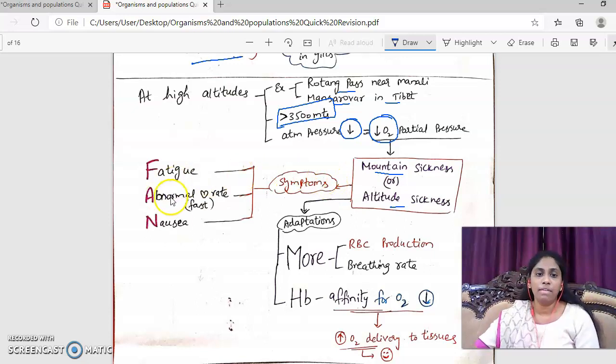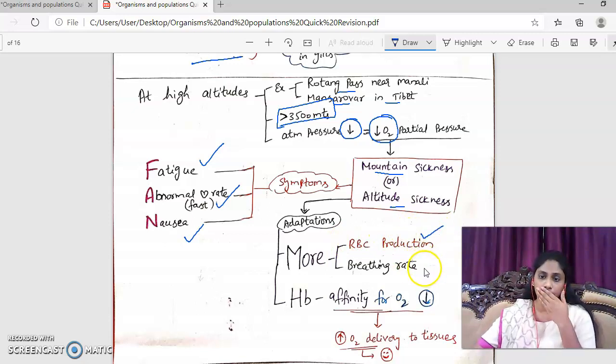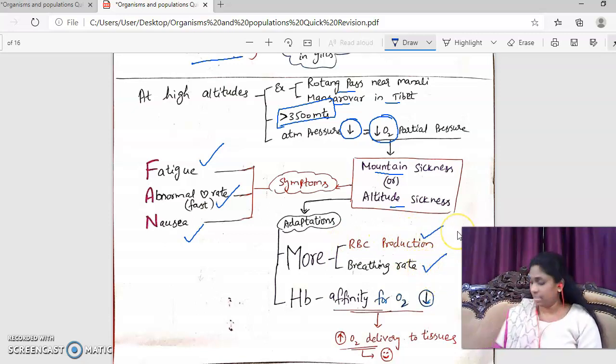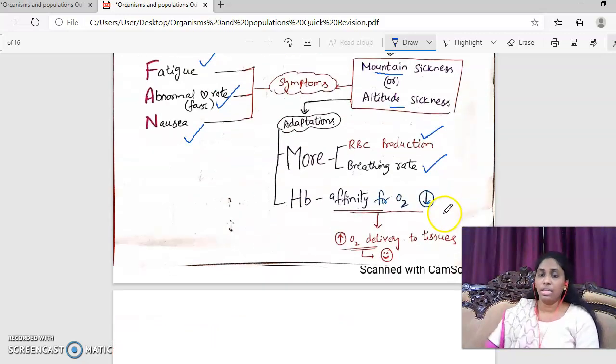What are the symptoms? FAN are the symptoms: fatigue, abnormal heart rate meaning fast, and nausea. And how does the person adapt to this mountain sickness? There is more RBC production and there is more breathing rate at the same time. This is very important, children. The hemoglobin's affinity for oxygen is reduced.